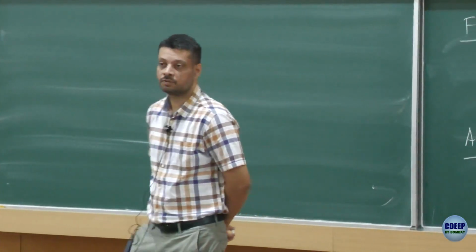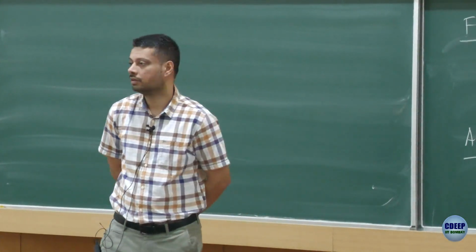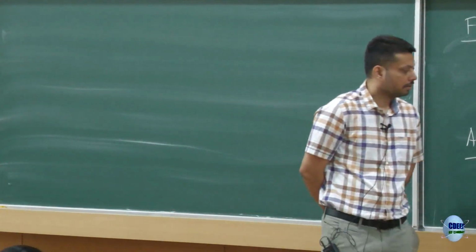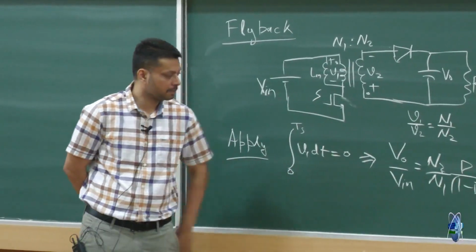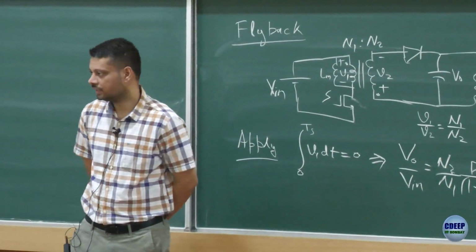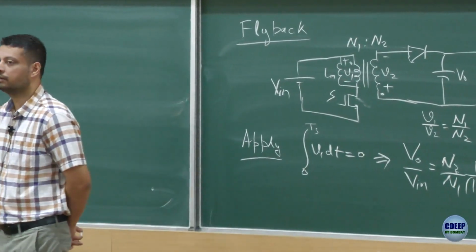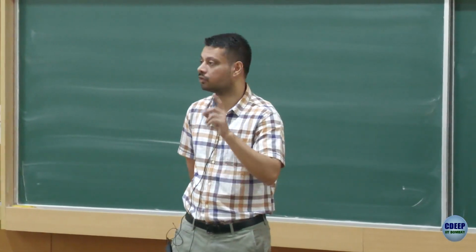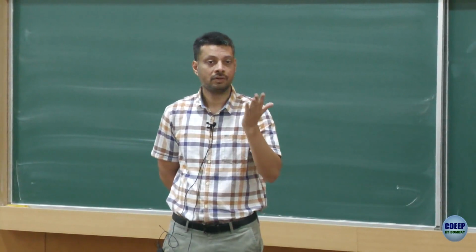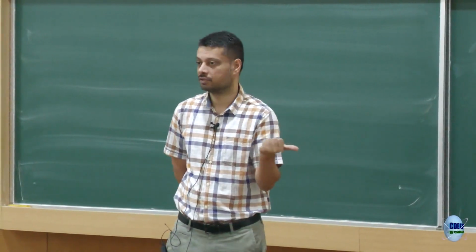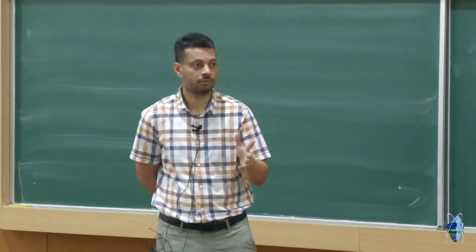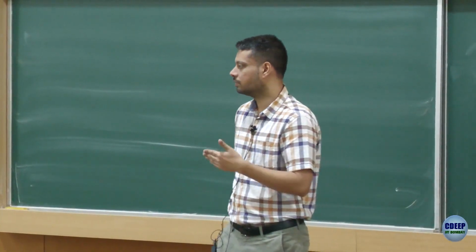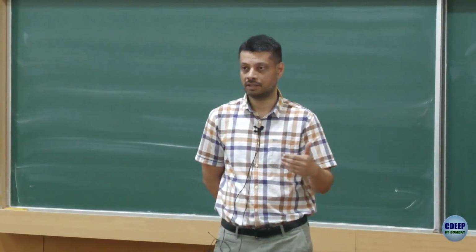So this is of course for continuous conduction mode, right? If you go into discontinuous conduction mode, your output voltage expression would certainly not be the same. From our previous experience we can see that for the same duty cycle your output voltage would be more than what it would be in continuous conduction mode. This is what we observed in the buck converter also. You can check with boost also, or with any converter.